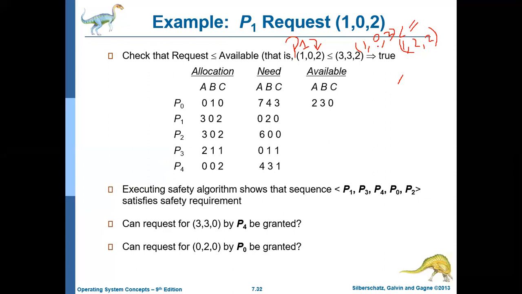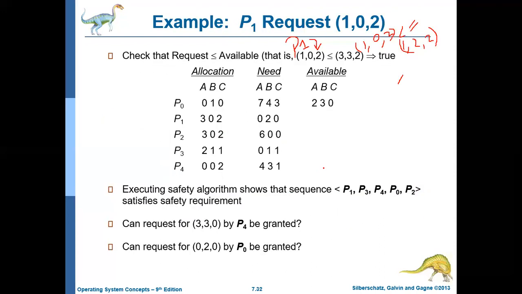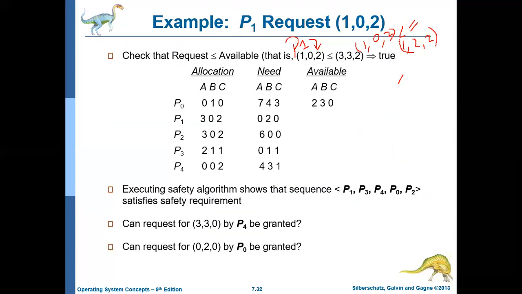Fine. So less than need means you go to the next step. The next step is to check whether it is less than available or not. What is available? In our previous case, the available is 332. Available is 332, and the request is 102. Yes, so 102 is again less than or equal to 332. So it is available, and its request can be satisfied.